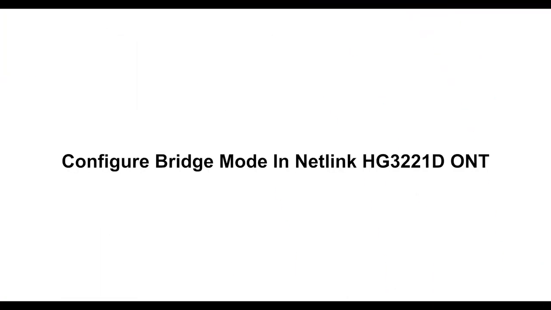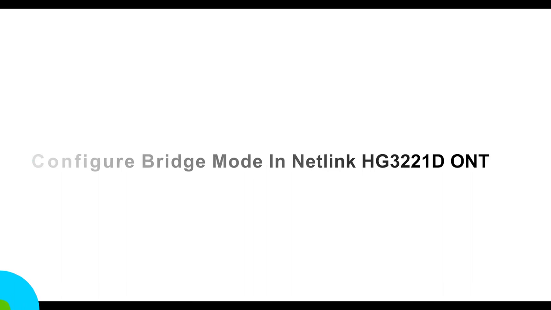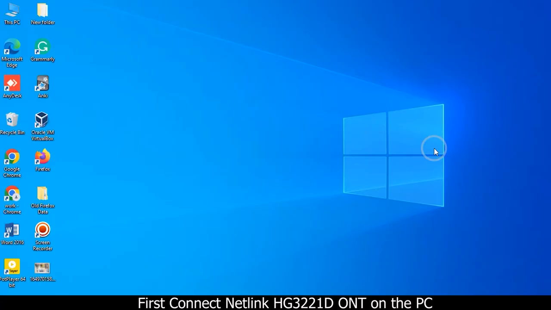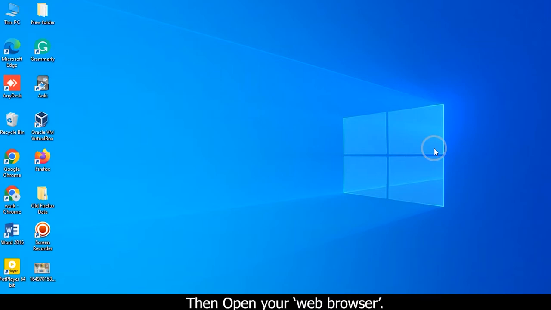Configure Bridge Mode in Netlink HG3221D ONT. First, connect Netlink HG3221D ONT on the PC. Then open your web browser.